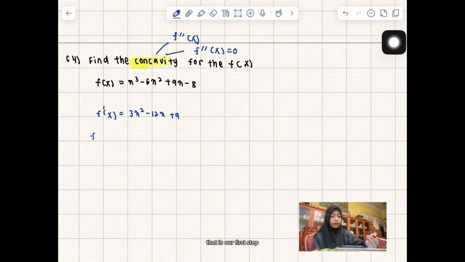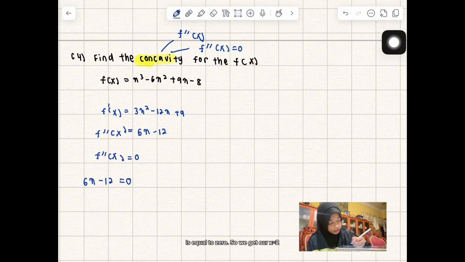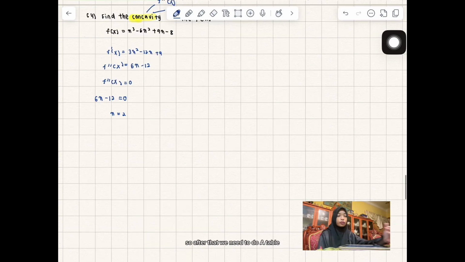That is our first step. And second step is the second derivative must equal to 0, which here is 6x minus 12 equals 0. So we get our x is 2. After that, we need to make a table that has 3 columns. So I will make a table first.